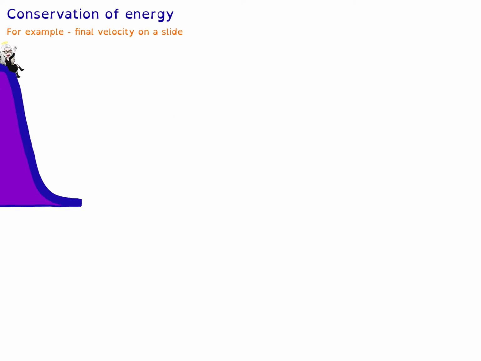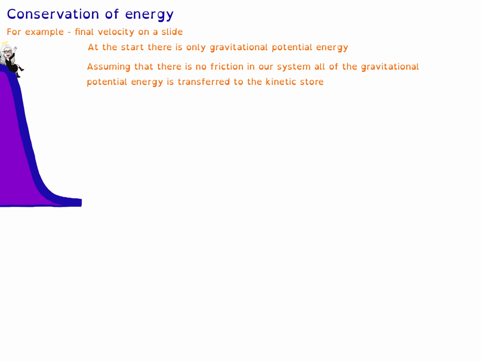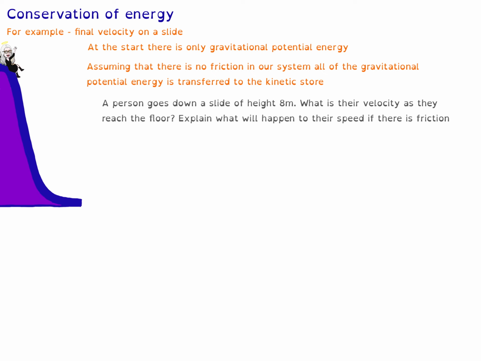In this last example, we're working out final velocity on a slide. At the start, there's only gravitational potential energy. Assuming that there is no friction in our system, all of the gravitational potential energy is transferred to the kinetic store. So our question is, a person goes down a slide of height 8 metres. What is their velocity as they reach the floor? Explain what will happen to their speed if there is friction.